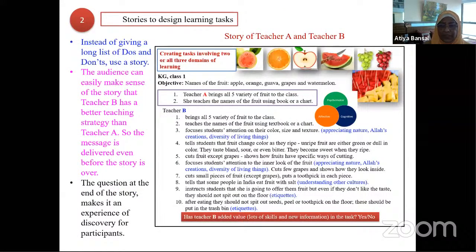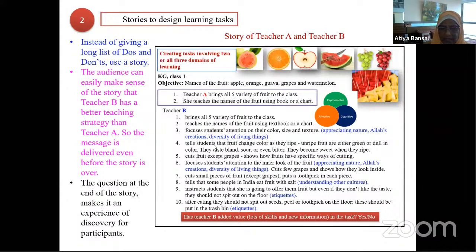This again, we talked about on the very first day, the story of teacher A and B. So, stories to design learning tasks. Now, I could have written down what are good practices that teachers can use while teaching. And I could have given a long list. Teachers can do this, teachers cannot do this. Instead, what I did was, I created a story of two teachers, teacher A and teacher B. So teacher A did this and teacher B did this.